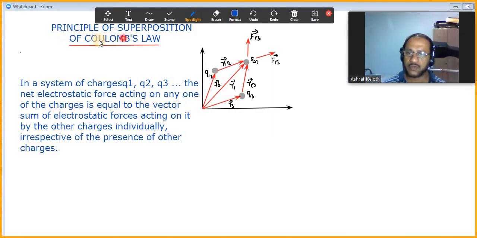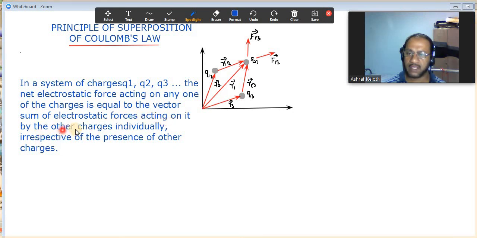According to the principle of superposition of Coulomb's law, in a system of charges Q1, Q2, Q3, etc., the net electrostatic force acting on any one of the charges is equal to the vector sum of electrostatic forces acting on it by the other charges individually, irrespective of the presence of other charges.